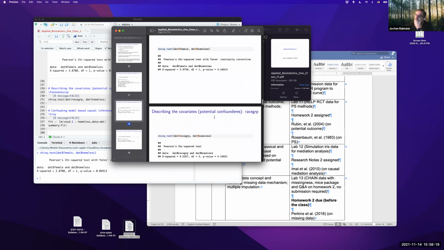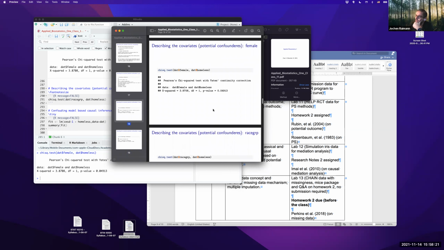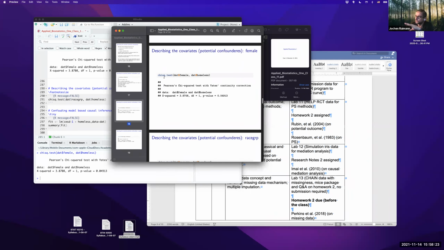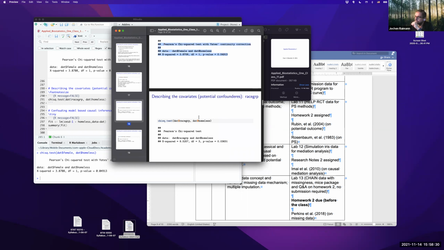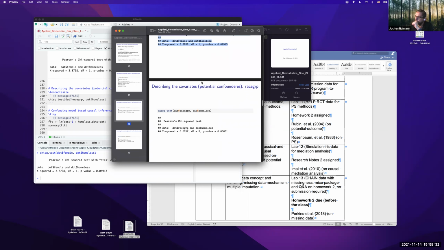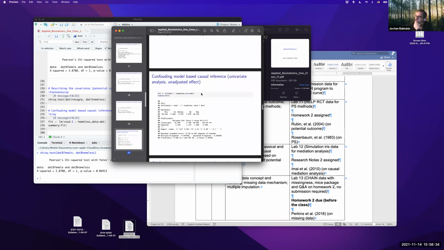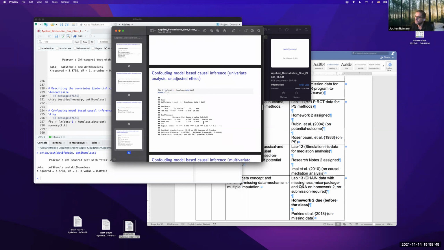Okay, so now I rambled on about a whole different topic, but essentially this is what we're talking about. So we have a chi-squared test. We have potential confounders, race group and females. We have a confounding model based causal inference, which is the simplest unadjusted effect. We are looking now at homelessness. Let me go full screen again.